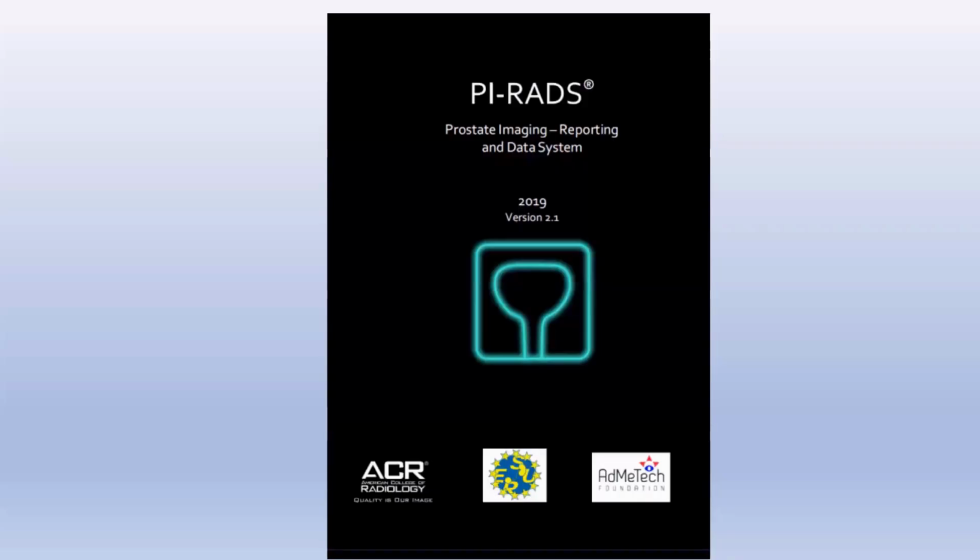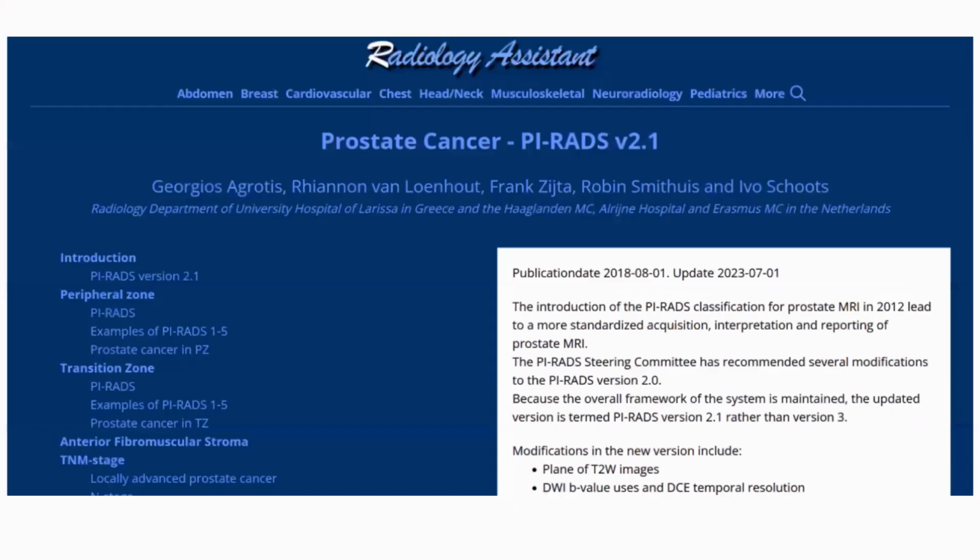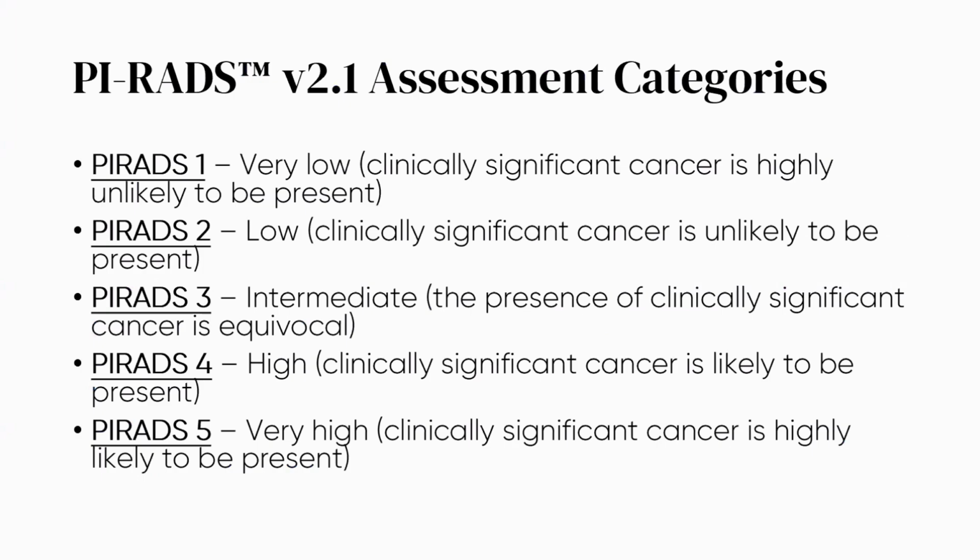Our sources, as we discussed before, are the Prostate Imaging Reporting and Data System. Also, we will share some slides from Radiology Assistant, amazing slides. In the last session, we discussed PI-RADS version 2.1: RADS 1, very low probability of prostatic cancer; RADS 2, low probability; RADS 3, intermediate or equivocal; RADS 4, high probability; RADS 5, very high probability of prostatic cancer.